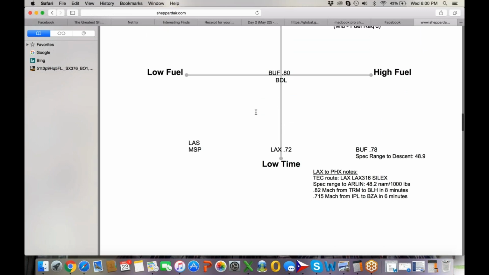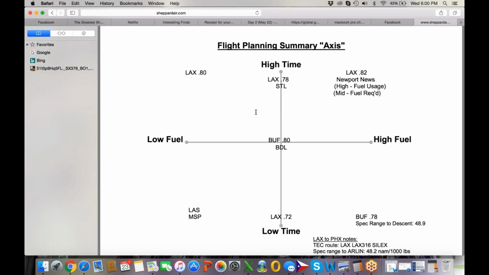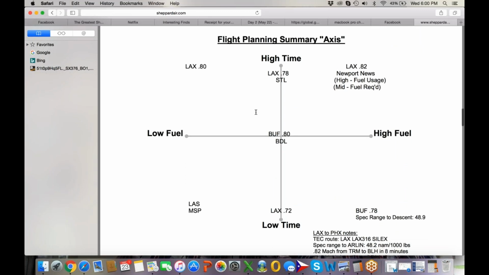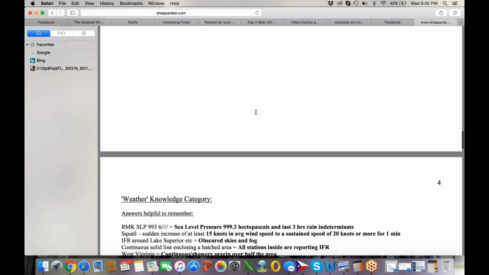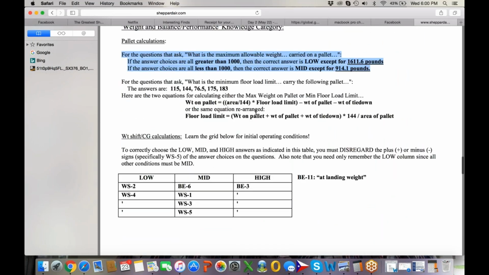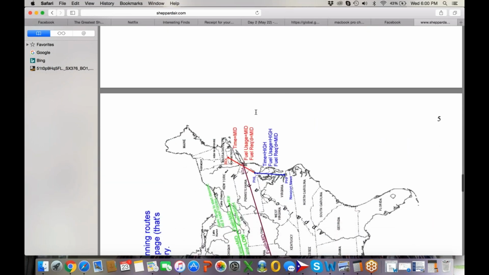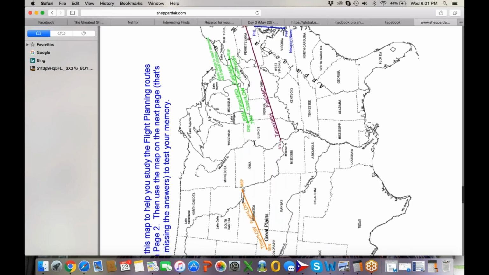But the part that I suggest you guys really use this memory aid for would be the flight planning. It makes it super simple to do the flight planning section. Let me see here. But here's also this map here that will help you pretty well as well.